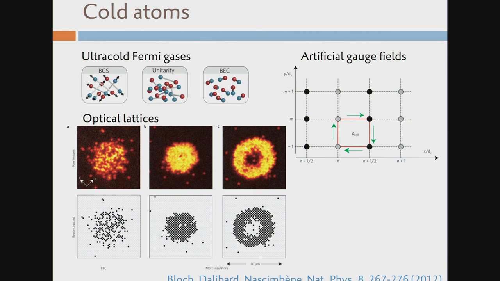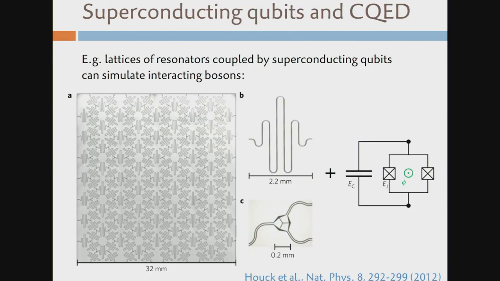But this is a classical example of analog simulation, where you can, in the lab, engineer Hamiltonians that simulate interacting systems of bosons or fermions. You not only need to think about atomic physics. For instance, you can engineer microwave resonators in a solid state system, and then couple them with superconducting qubits. In this way, what you get is a system of interacting bosons that you can arrange in a lattice. And then by tuning the individual qubits that couple your resonators, you can tune the strength of the interactions or couplings between bosons. And so this might give you also much flexibility.